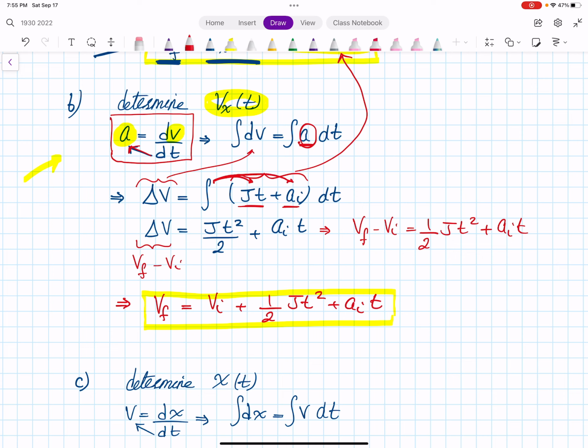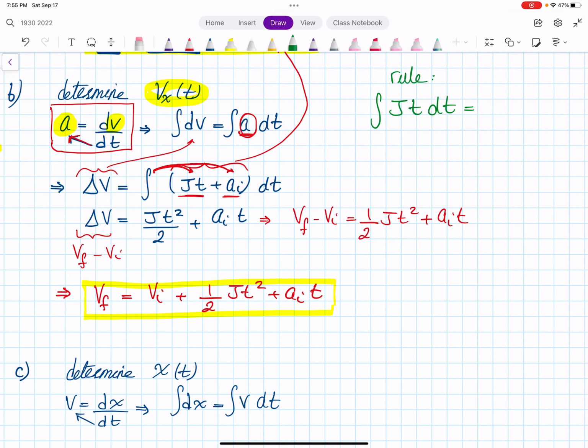How do you integrate jt? We have a rule. The table of integrals will tell you when you take jt and integrate with respect to t, j is the constant. It's a coefficient. You can basically take it out from the integral sign. Then t has an exponent of 1. The rule says you have to add 1 to the exponent and then divide it by the new exponent. In this case, what's the new exponent? 2. So what's the solution? jt squared divided by 2.